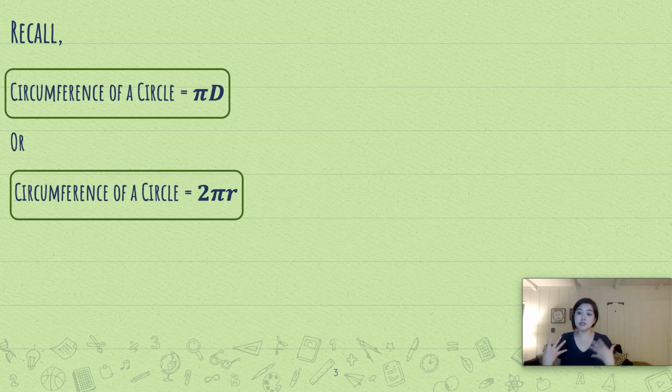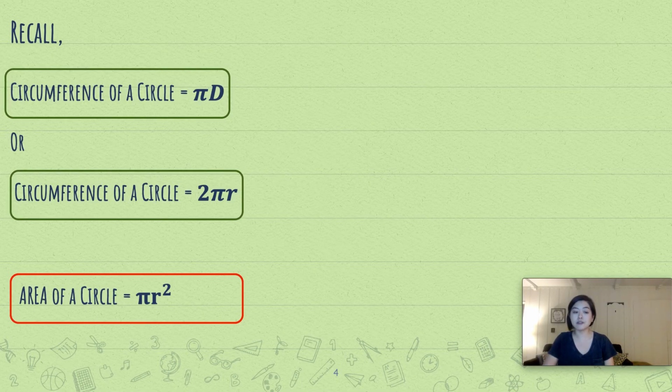Remember that in this chapter, we've been learning about circles. Just as a refresher, the formula for the circumference of a circle with the diameter is pi times the diameter. Or you can think about it as 2 times pi times the radius, in terms of the radius. So these are the formulas for the circumference of a circle. And circumference means the perimeter of the circle.